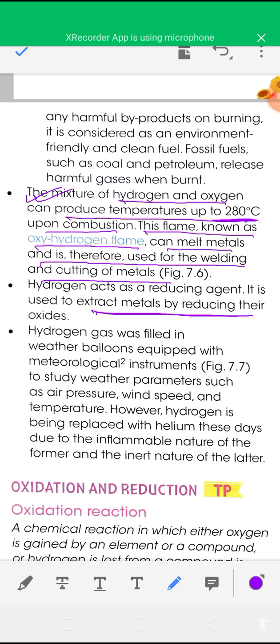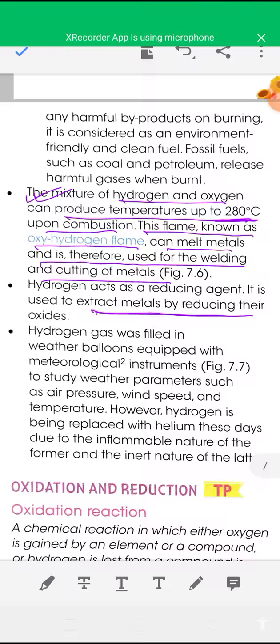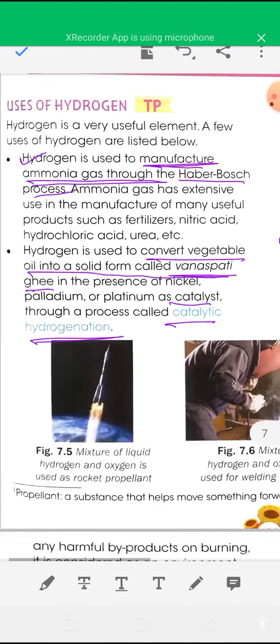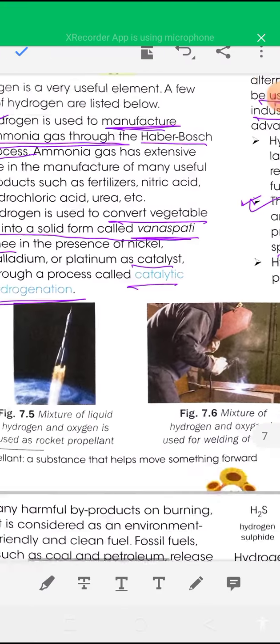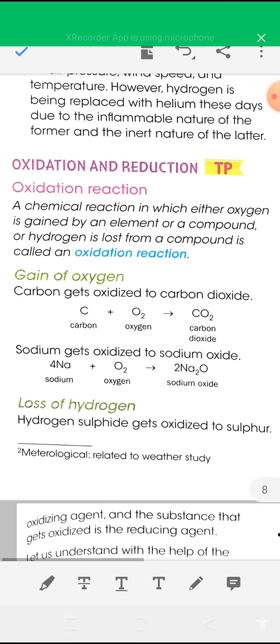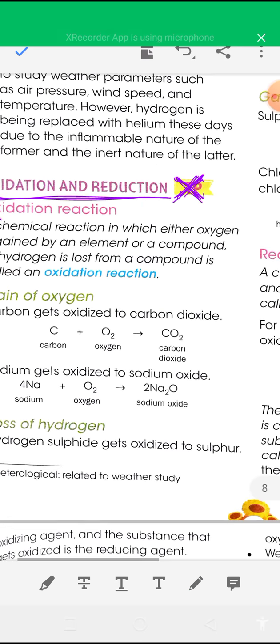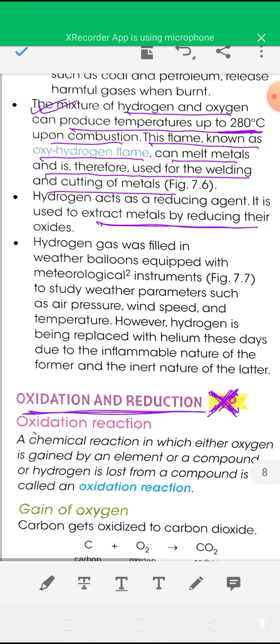So these are many uses of hydrogen. You have to remember any two or three uses of hydrogen. And the last topic of this chapter is oxidation reduction reaction, that is redox reaction. This topic is also excluded from the syllabus. You will study oxidation reduction reaction in class 9. So in this chapter, up to uses of hydrogen, you have to read, and this chapter is completed. Thank you, students.